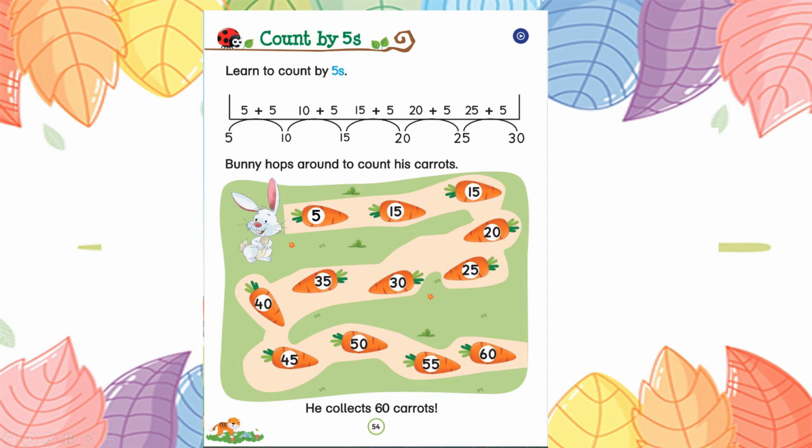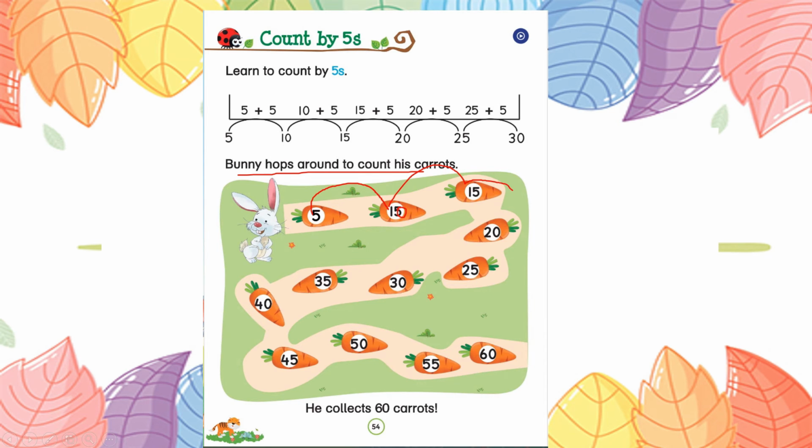help this bunny to walk on this path. Now what is written here? Bunny hops around to count his carrots. Will you help him hop? Hop with me. 5, 10. This is 10, children. Okay.